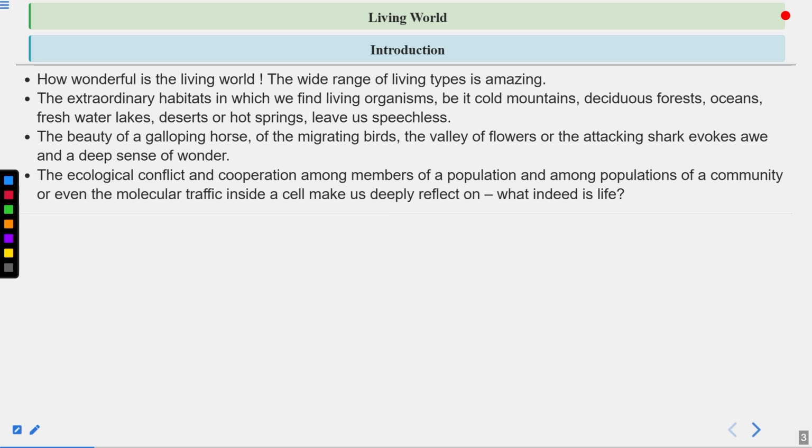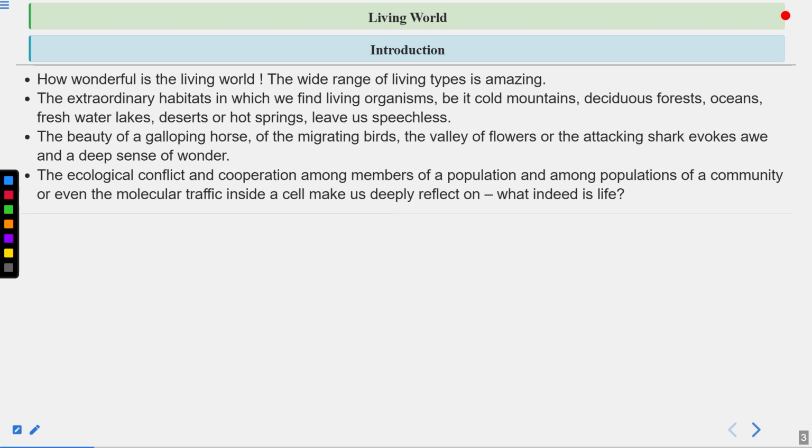Okay. So when there is a conflict, it means there is a competition between two organisms or two different species, as the resources are always limited. So there is a competition between the species for the same resources, and there is a cooperation also between the organisms or between the members of a population. Okay, they are cooperating with each other.